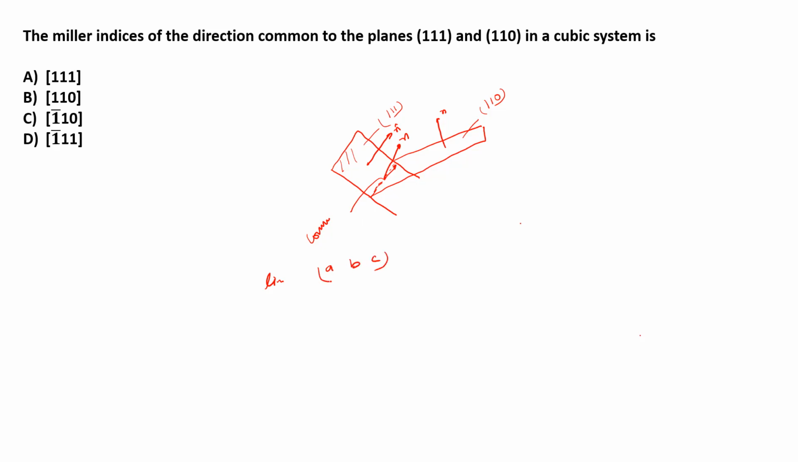That means 111 dot A, B, C should be equal to 0. Next, 110 dot A, B, C should be equal to 0. So here it will be A plus B plus C is equal to 0. Next, it will be A plus B plus 0 is equal to 0. That we can write as 0C.